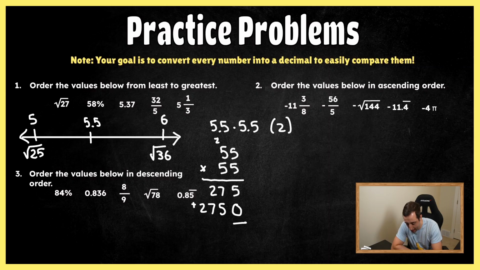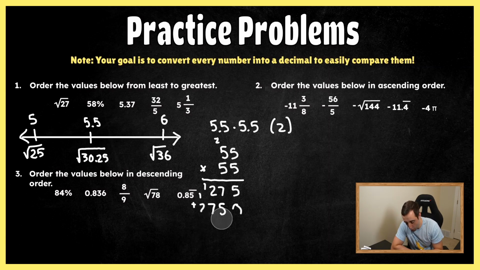And now we can go ahead and add these. 5 plus 0 is 5. 7 plus 5 is 12. We carry the 1. 7 plus 2 is 9 plus 1 gives us 10. We carry the 1. And we end up getting 3,025. And the decimal point will be right between that 0 and 2. So the square root that gives us 5.5 back is the square root of 30 and 25 hundredths.